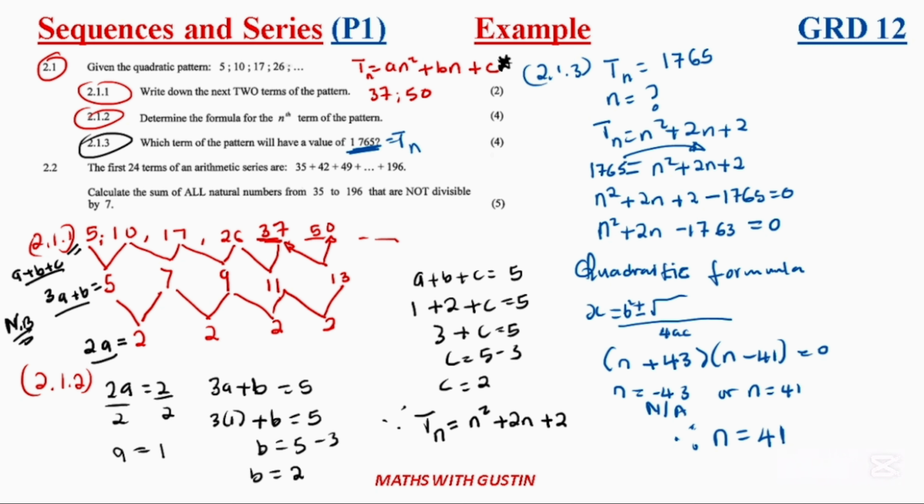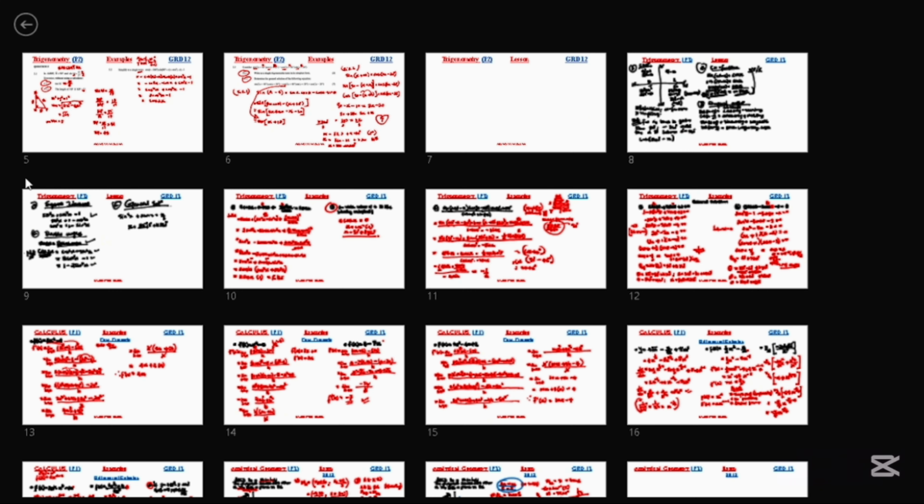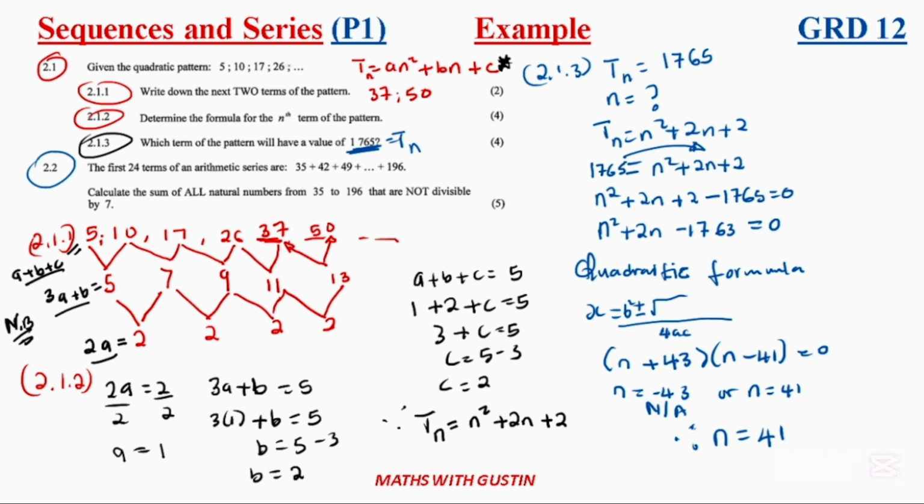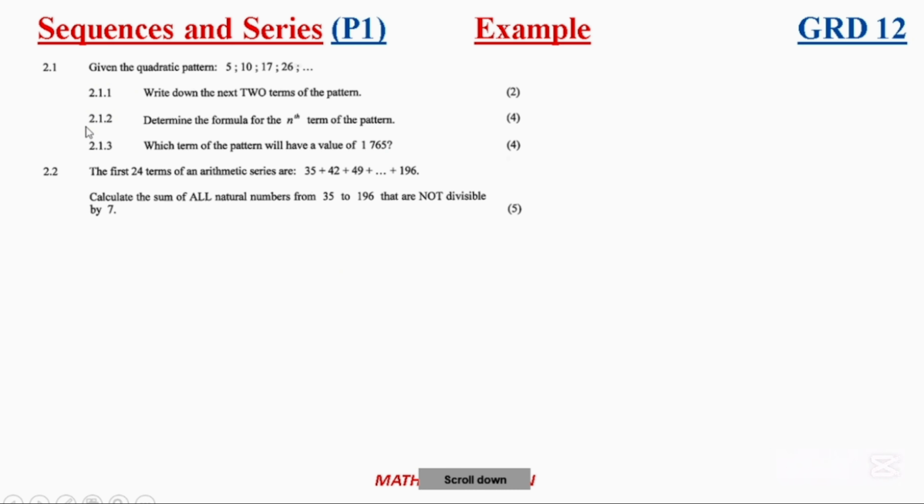So now let's move along to 2.2. 2.2 says here the first, okay, let's do it on the next page because this page is full. Let's move on to the next page, guys. Here it is. So 2.2 says the first 24 terms, so it means n is equal to 24.